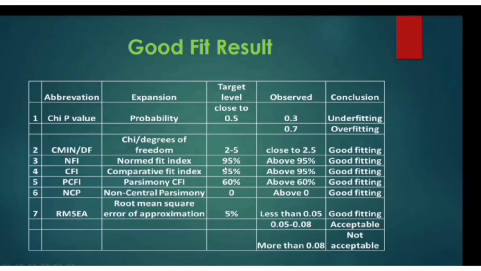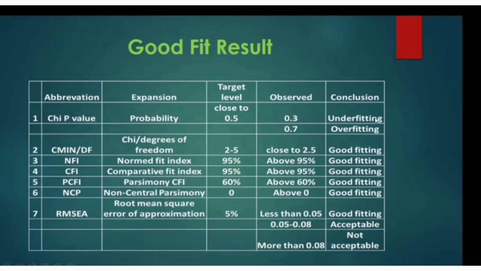RMSEA, the target level is 5%, so we should consider looking at this 5%. When we have an RMSEA of more than 0.08, it is not acceptable, but less than 0.08 is acceptable. It means here that 0.05 to 0.07 can still be considered for RMSEA, but above 0.08 is not acceptable. But for a perfect fit, below or less than 0.05 is a perfect fit for the RMSEA.